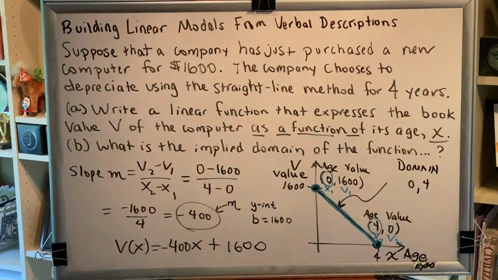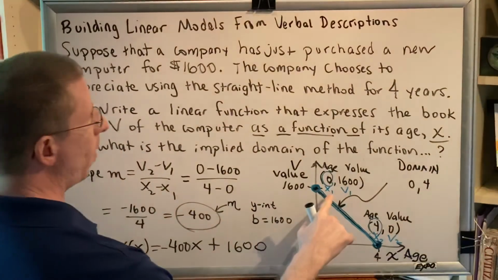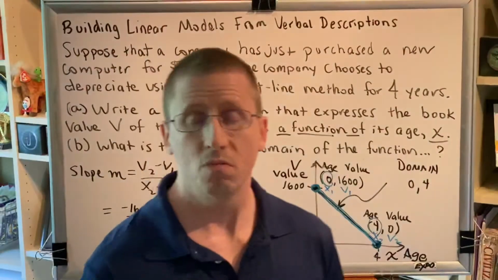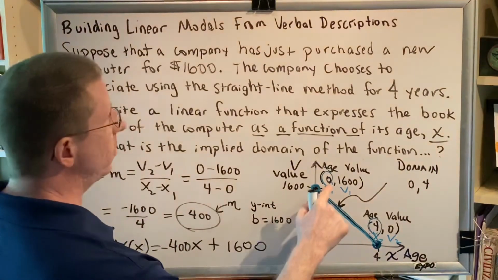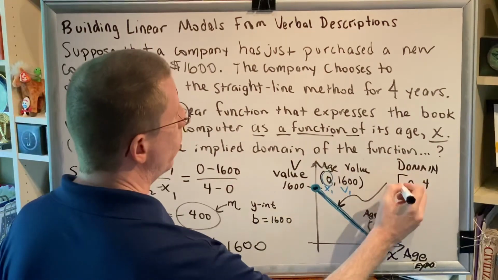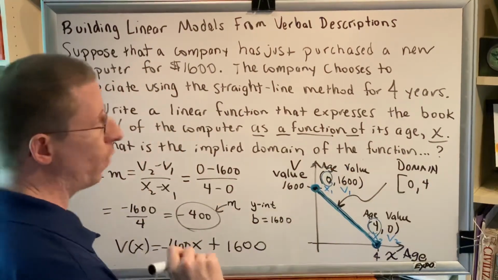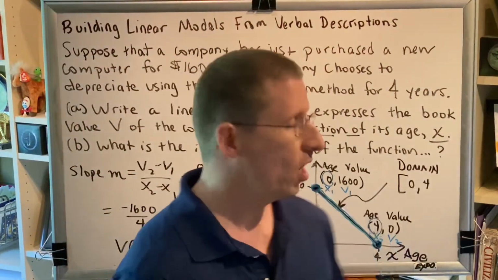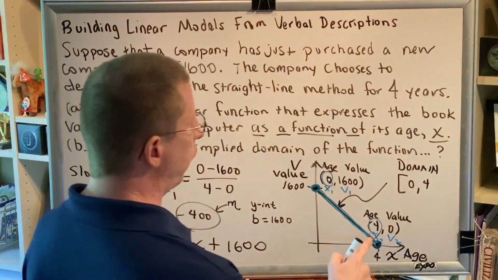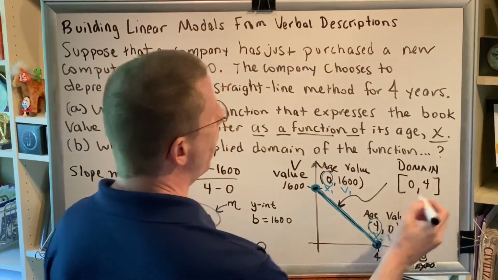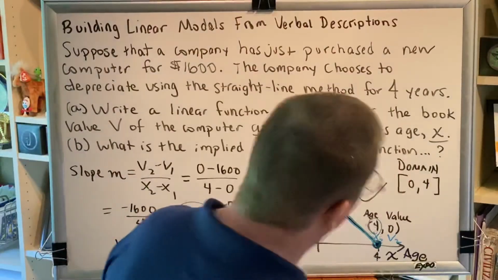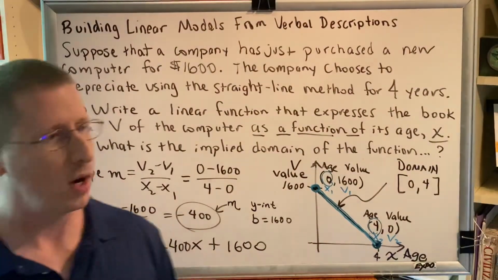Now let's talk parentheses and brackets for a moment. Is it possible for a computer to be exactly 0 years old? Yes, the moment you buy it. Therefore, 0 is a possible x value. Therefore, it belongs in the domain, and we would use a bracket. Is it possible for a computer to be worthless at 4 years old? Yes, of course that's possible. So 4, which is an x value, belongs in our domain, and therefore we use a bracket at 4. All right, with that, we have answered both parts of this question, and we are done with this problem.